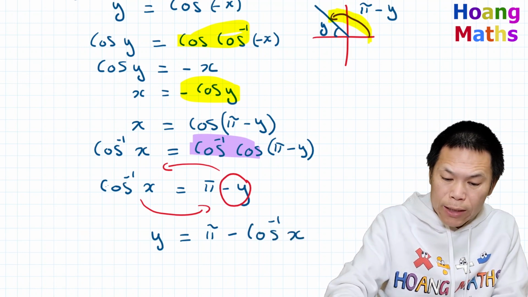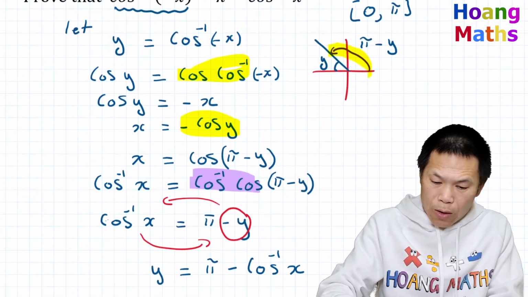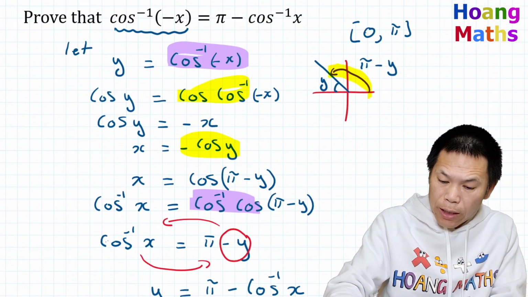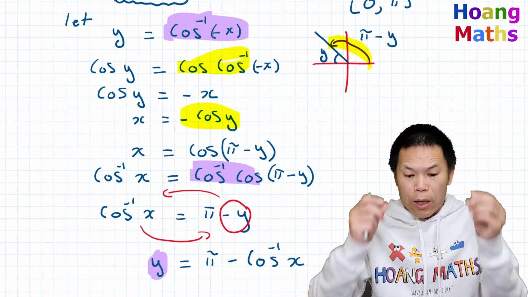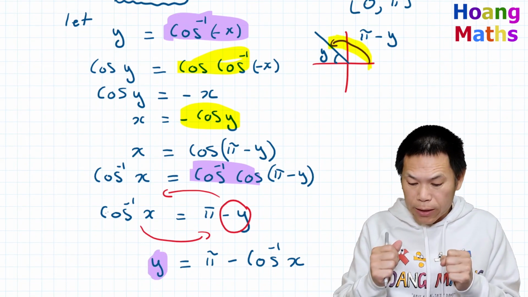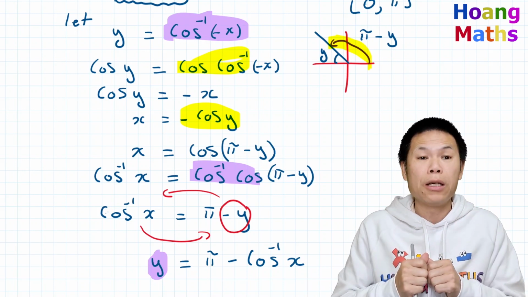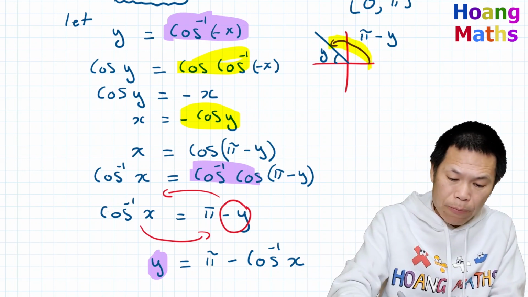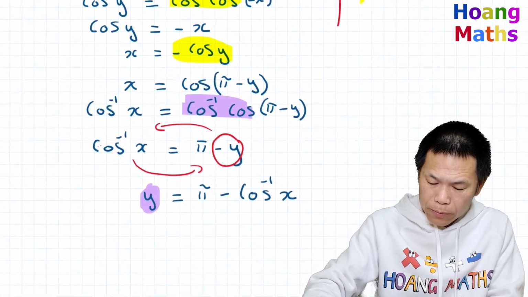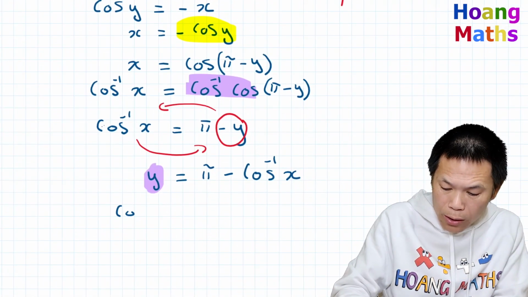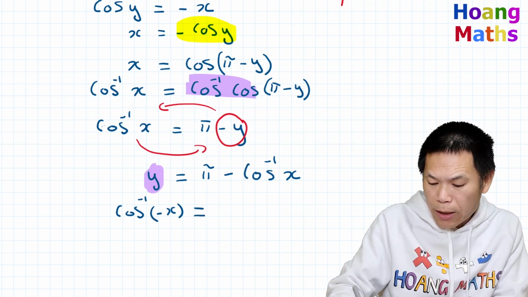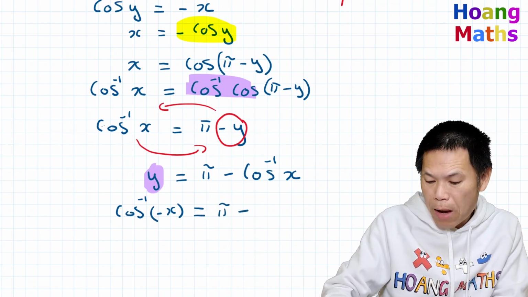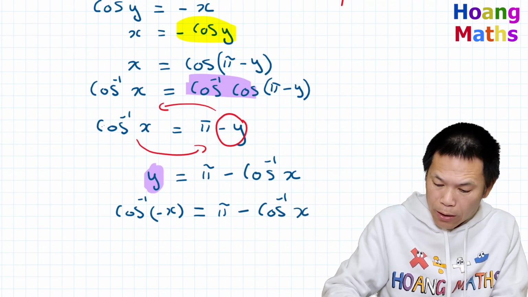And we know that y is this one here. Okay, so this is y. So therefore, inverse cos of negative x will give me pi minus inverse cos of x. Let me just write this down. That is, cos inverse of negative x, that is y, is equal to pi minus cos inverse of x. So there you go.